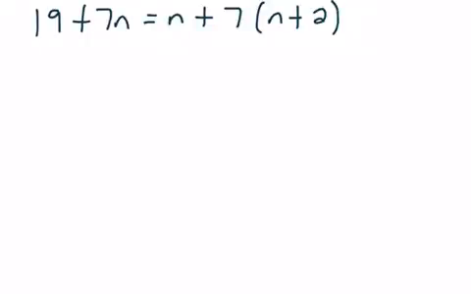This is a multi-step equation. I see the equal sign, so I would draw my river to separate the two sides. On the right-hand side, I would see a distributive property here.